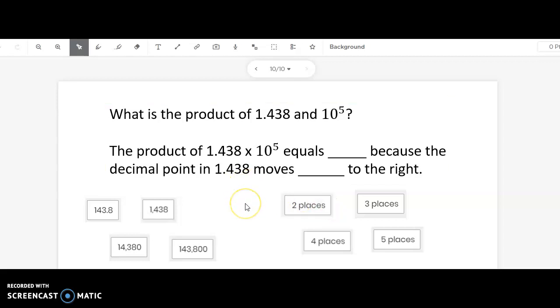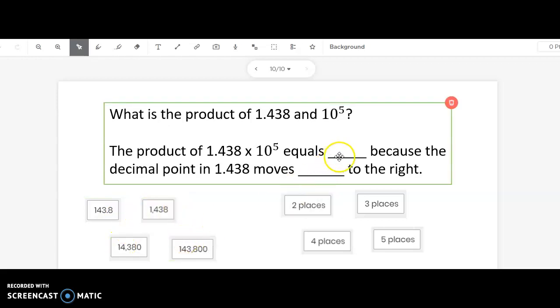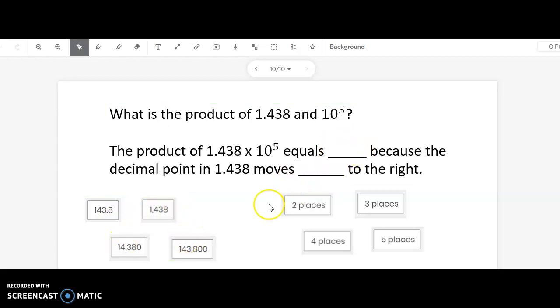Girls, let's take a look at slide 10 in your Classkick activity for today. Your job is to put the correct amount on the line here. And you have two blanks that you need to fill in. So let's read it a little bit, and then let's do some work to solve this question.